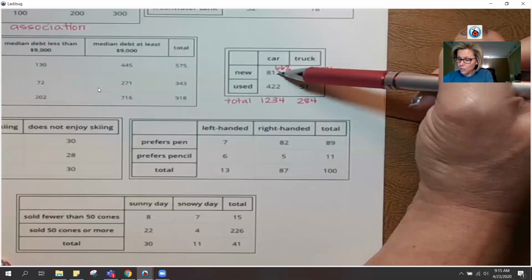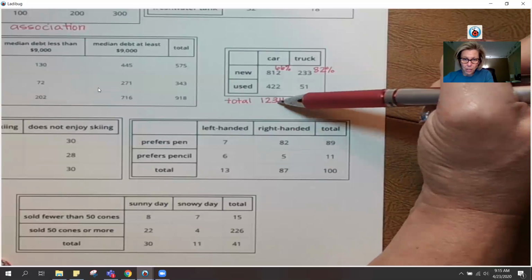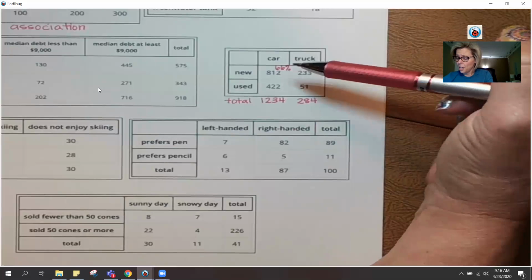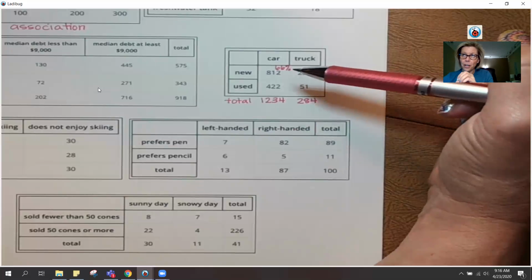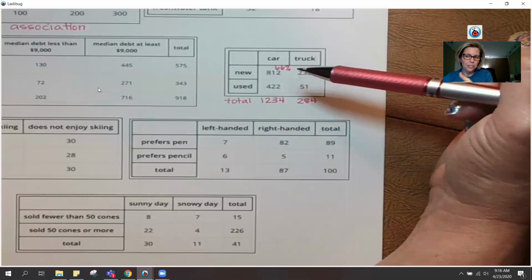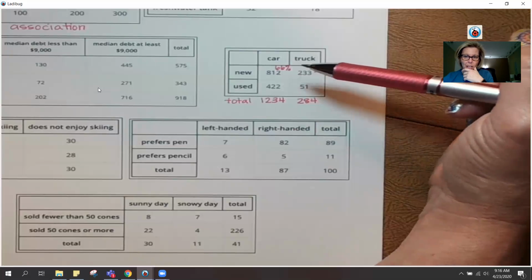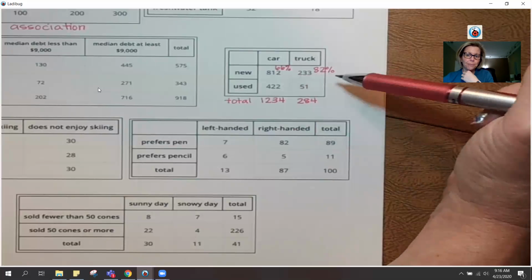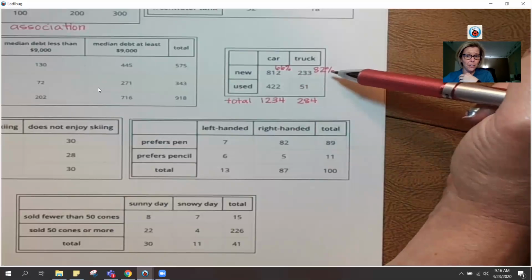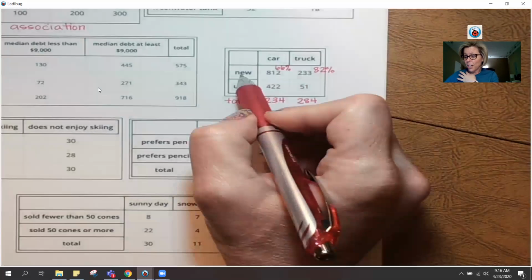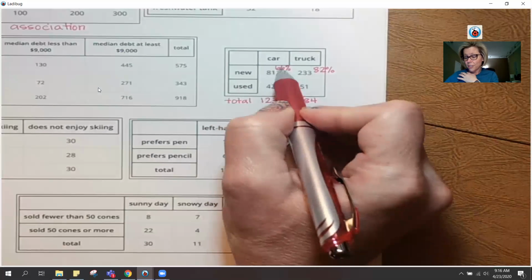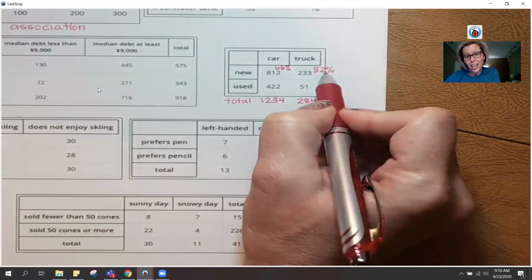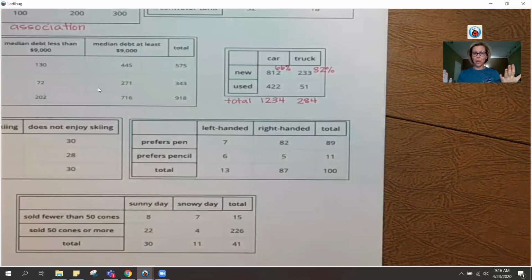So all I did was take the 812 divided by 1,234, which gave me, I think it was 0.658. So I just rounded that to give me the 66%. And then here was 233 divided by 284, and that works out to be 82%. So when you look at new cars versus new trucks, 66% compared to 82% has a pretty big spread there.